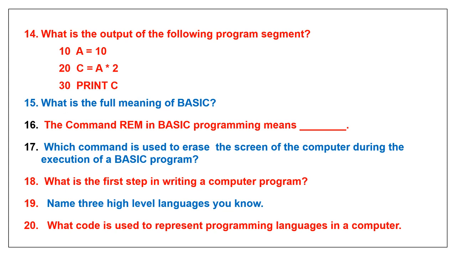Number 16, the command REM in BASIC programming means, as we have seen from our previous segments of the program, that REM is a short form of saying remark. So what does a remark do? It simply tells the user of the program what operations the program performs. Like the program in number 14 above can have a remark, program to multiply a number.